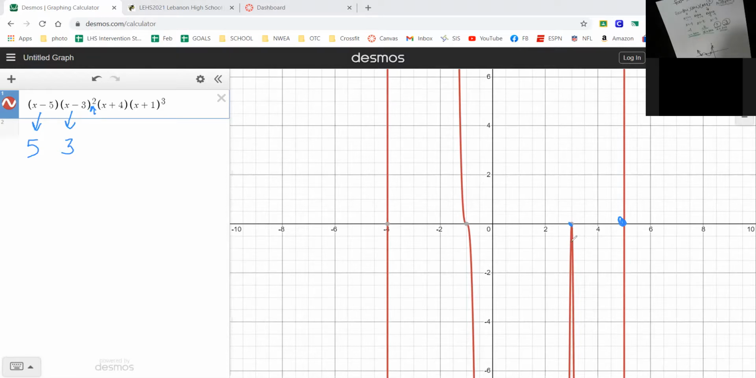If I zoomed in, it looks like a point, but you can see that you're going to get a rounded bouncing here. Okay, x plus 4, that means -4 is a 0. X plus 1, that means -1 is a 0. The fact that this is odd, we're not going to bounce, we're still going to go through, but you're going to see there's kind of a curve as we go through. But anyway, that tells me where my zeros are.